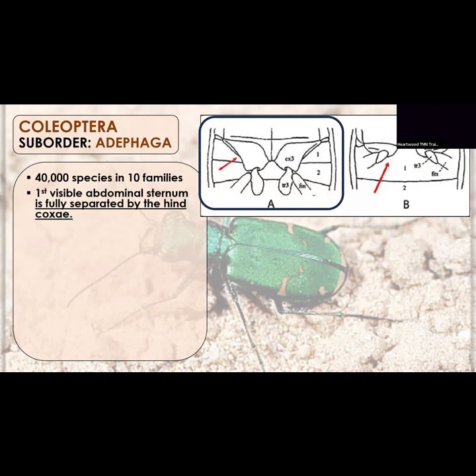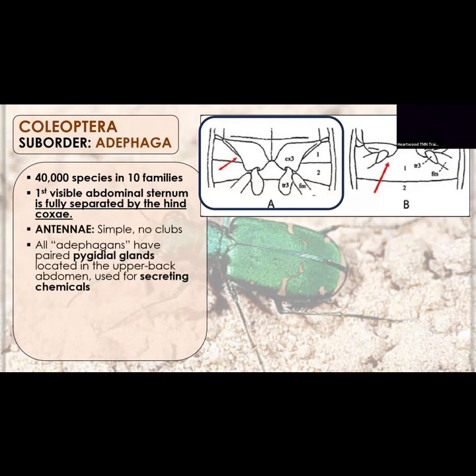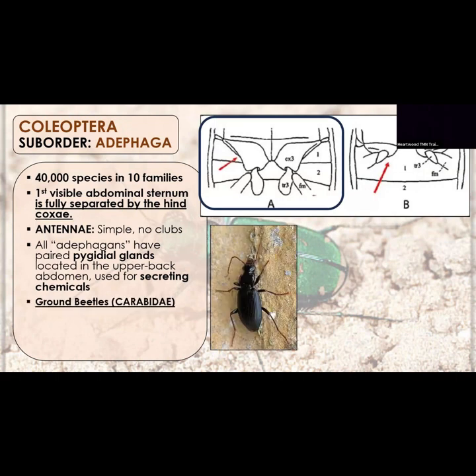Polyphaga, see, these are the legs. This is that abdominal segment. It's not cross-sected. That's a major characteristic, but again, only 10% of beetles are Adephaga. And so they have simple antennae, no clubs happening. They're known to have pygidial glands, so like repugnatorial glands that secrete chemicals.